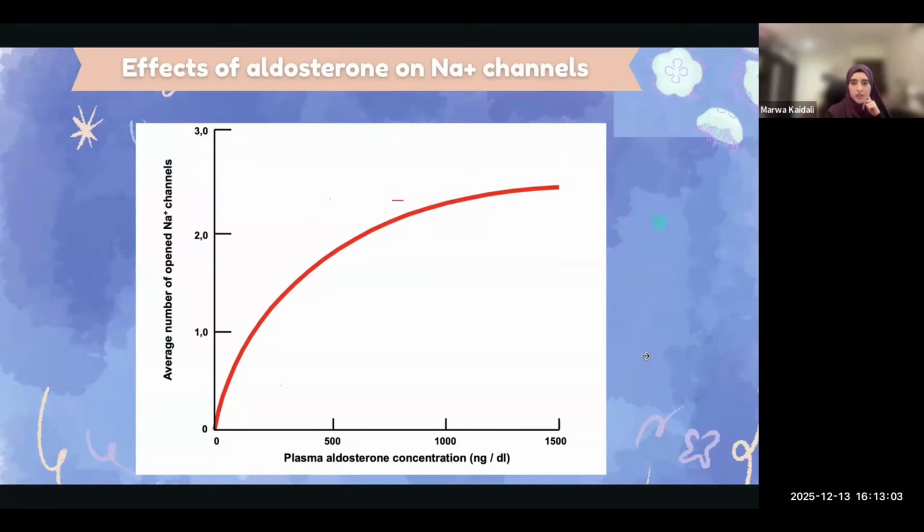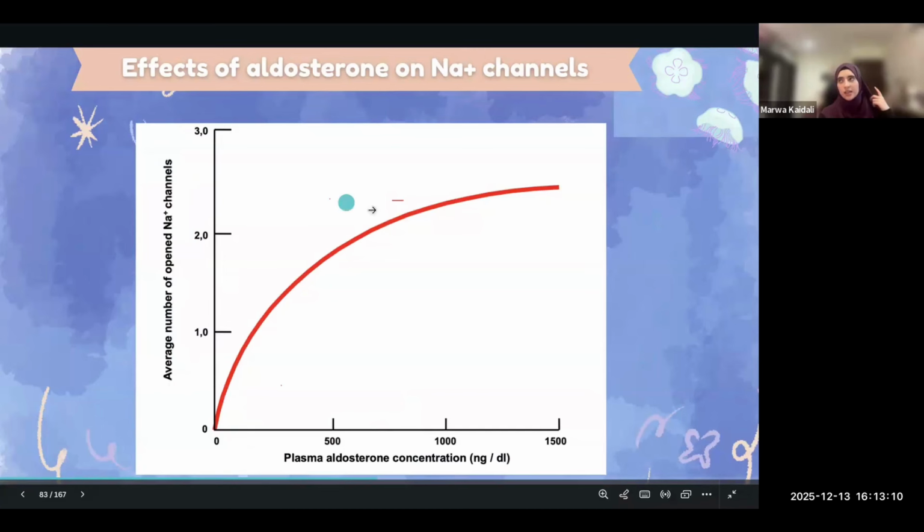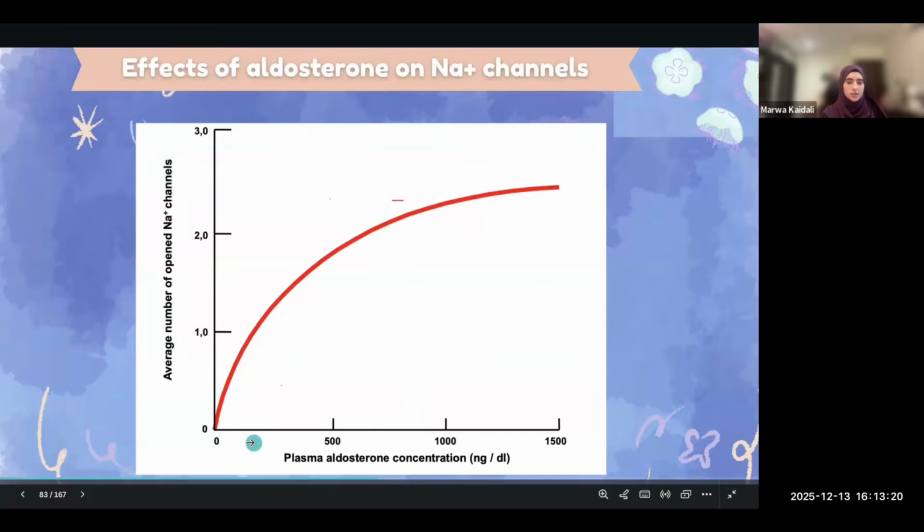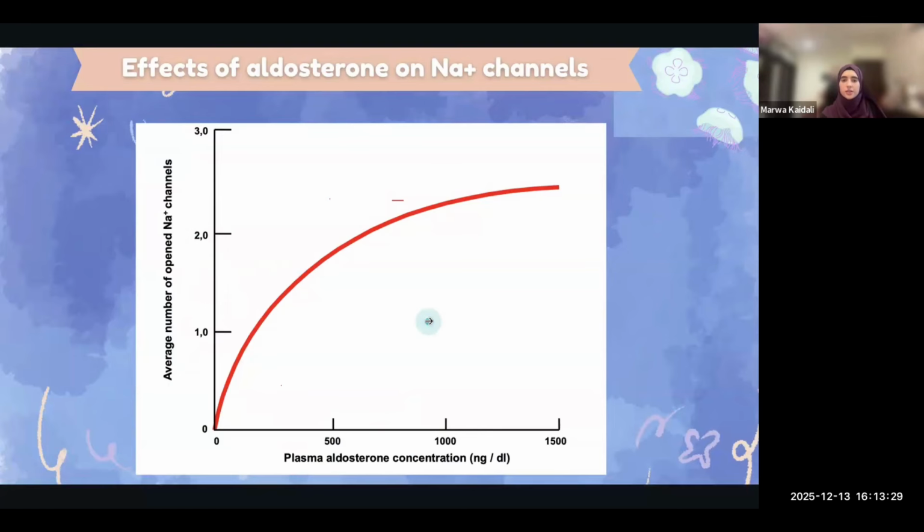Now we have this graph over here, and basically what it's showing us is the plasma aldosterone concentration compared to the number of open channels. We literally just mentioned this right now. We said that aldosterone is going to increase the number of sodium channels and also stimulate their activity. So this graph is essentially just telling you that: the more the aldosterone concentration increases, the more the number of sodium channels is going to increase. So it's very simple, very direct.